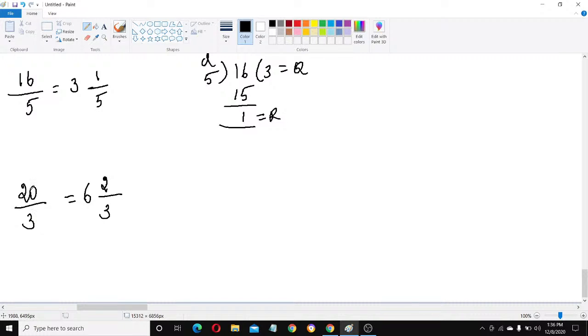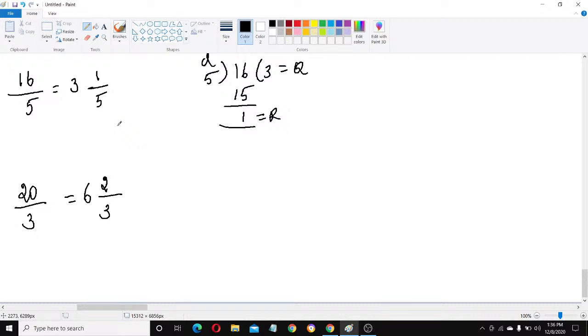So once again I will repeat. How many times does 3 go in 20? 6. 3 6s are 18. Write 6 in the whole number part. 20 minus 18, what is the remainder? 2 is the remainder. Write it in the numerator. Denominator 3 right here. So 6 2 by 3 is the mixed fraction form of 20 by 3. So now you learn how to convert an improper fraction into mixed fraction form.